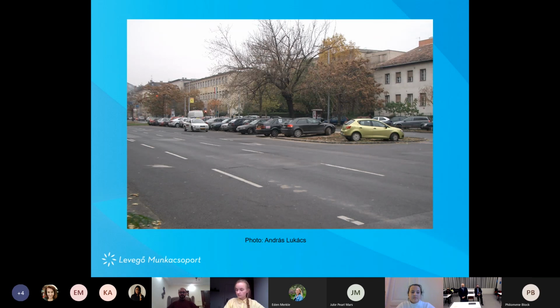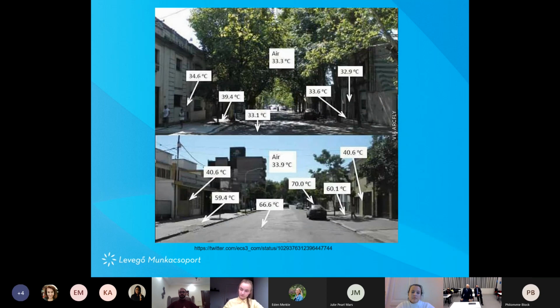So I'm showing this picture because I lived near this place as a child, and when you see all these cars parking, there were 4 rows of very beautiful trees and flowers, roses in the middle of the street, and it's characteristic for many places in Budapest and also for many other cities. So, why are trees and plants so important?